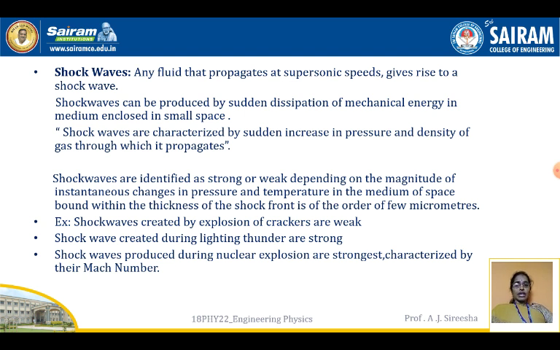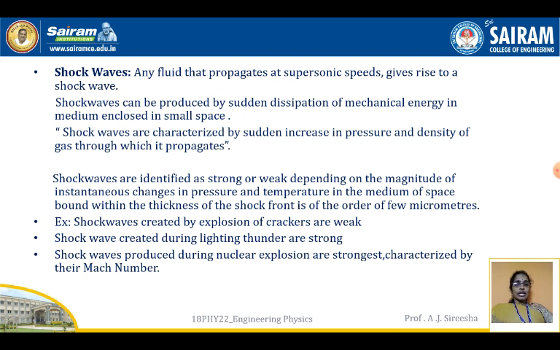A shock wave created by the explosion of crackers is weak. That means a cracker gives a huge sound for a small instant of time. The shock wave which you feel, the sudden increase in the sound, is nothing but a weak shock wave. A shock wave created during lightning and thunder is strong.